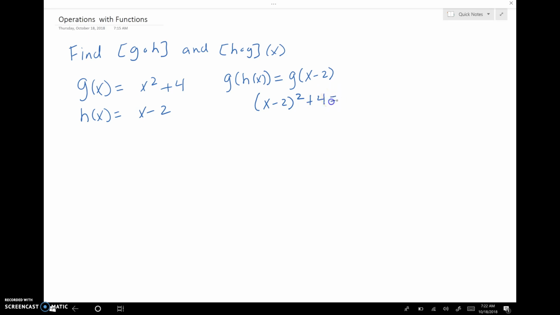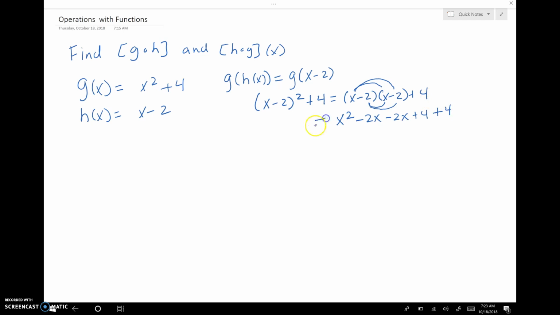What you're going to have to do is multiply x minus 2 times x minus 2 and then add 4. What you have to use is the FOIL method: x times x, which is x squared, x times negative 2, which is negative 2x, negative 2 times x, which is negative 2x, and then we have negative 2 times negative 2, which is positive 4, and then we're also adding 4.